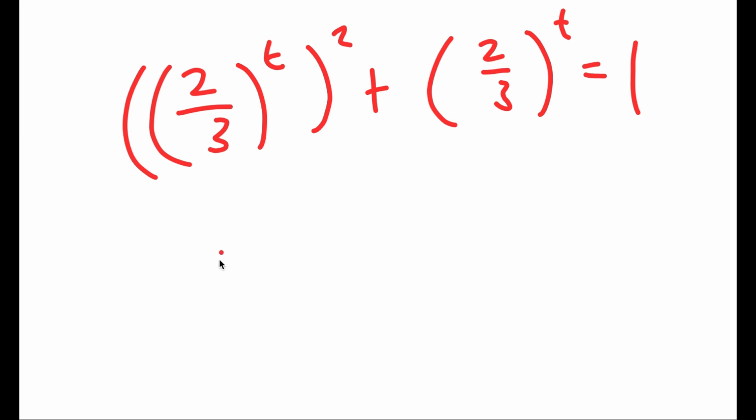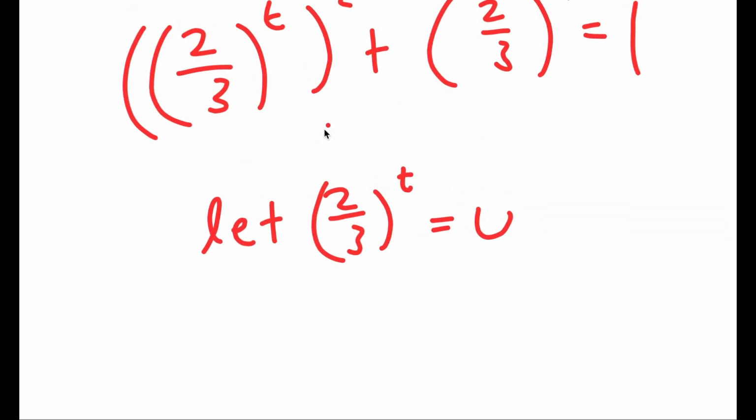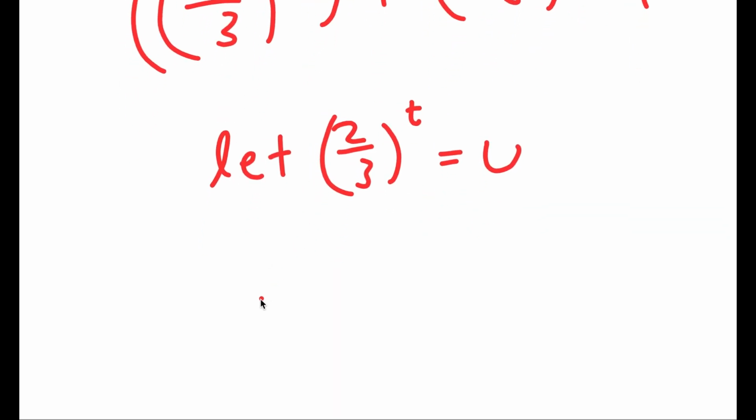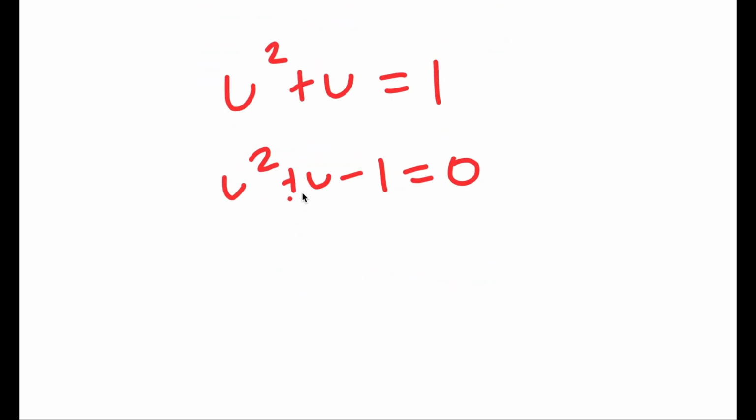Now from here, I'm going to substitute in another variable. So I'm going to let 2 over 3 to the power of t equal to the variable u. So now if I substitute in u for 2 over 3 to the power of t, I get u squared plus u is equal to 1. And this means that u squared plus u minus 1 is equal to 0. And this is a quadratic equation.